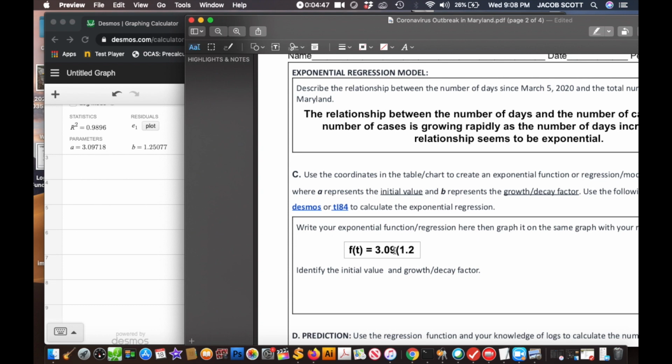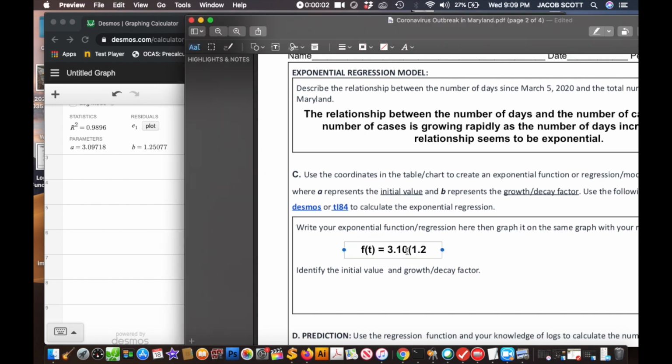Now, I shouldn't say 3.09. I should say 3.10 if I'm rounding to the nearest hundredth. 3.10 times 1.25 raised to the t. Because if my variable here is a t, this has to be a t. If I had an x here, this would have to be an x. Okay?